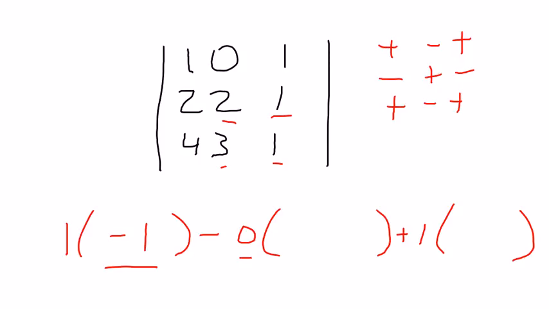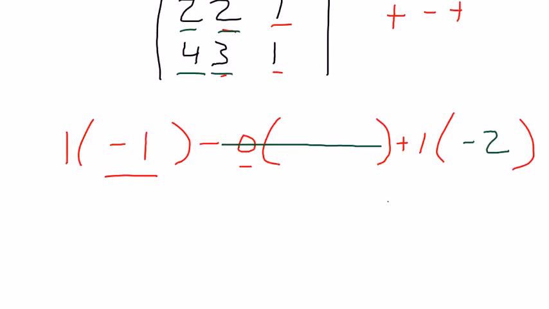Well, it would be 2 times 1 minus 1 times 3, so negative 1. What would be the minor here? I'm going to forget about the 0 this time. Well, that would be 2 times 3 minus 2 times 4, or negative 2. So when we're done here, we're going to add this up. The determinant would be negative 1 minus 2, or negative 3.